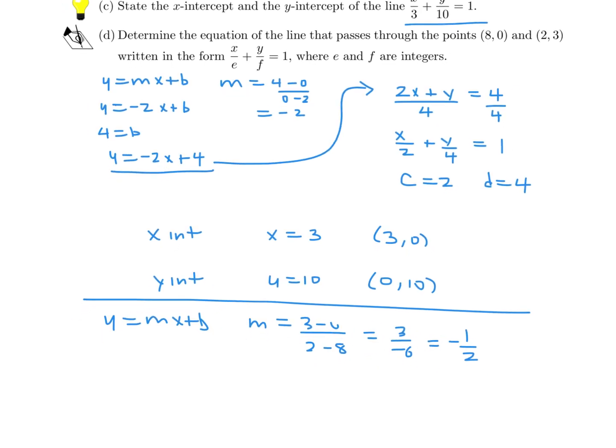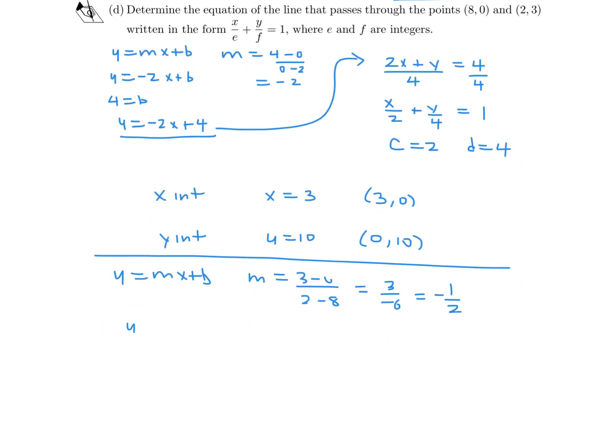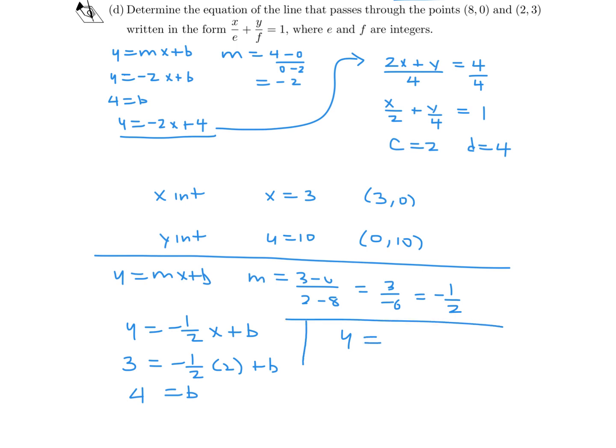So that means we have y equals negative a half x plus b. Now to get b, substitute either of those points. Doesn't really matter which one. I'll substitute (2, 3). So when y is 3, we have 2 for x. And when you solve for b, b is going to be 4. So that means my equation is y equals minus a half x plus 4.